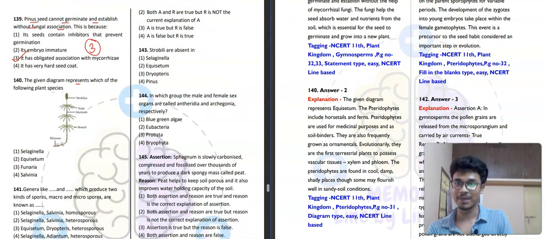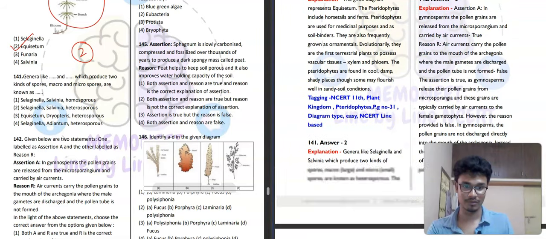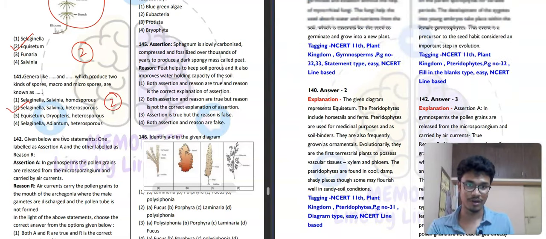It is saying that the given diagram represents which of the following plant species. We can see that this diagram matches with the diagram of Equisetum. So here the second option will be our correct answer for this question. This is a pteridophyte. Now moving towards the next question 141. Genera like Salvinia and Selaginella produce two kinds of spores, macro and micro spores, known as heterospory. So that's why the second option will be our correct answer for this question. Question number 142.